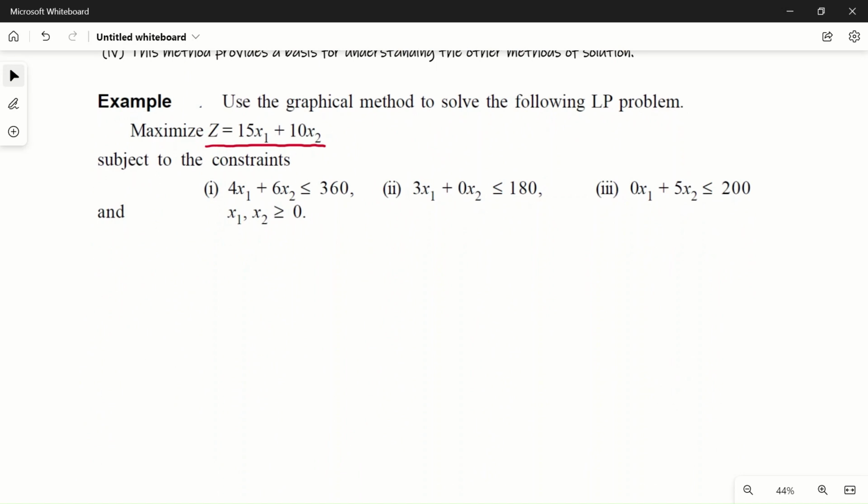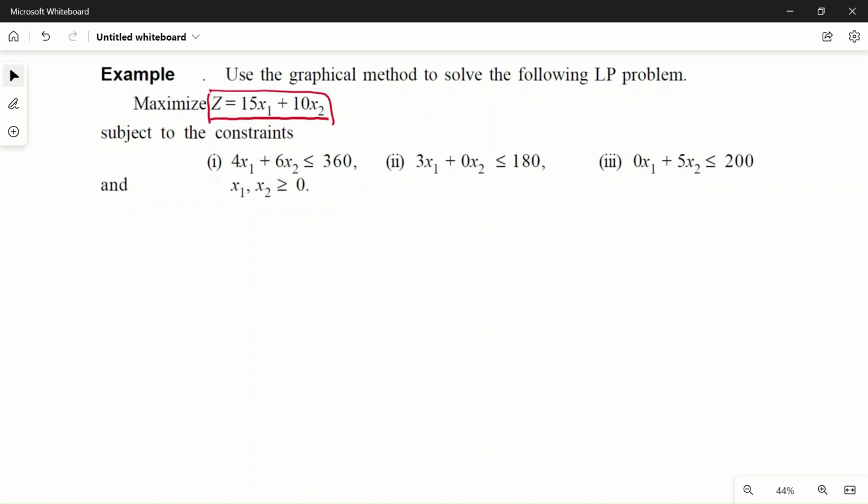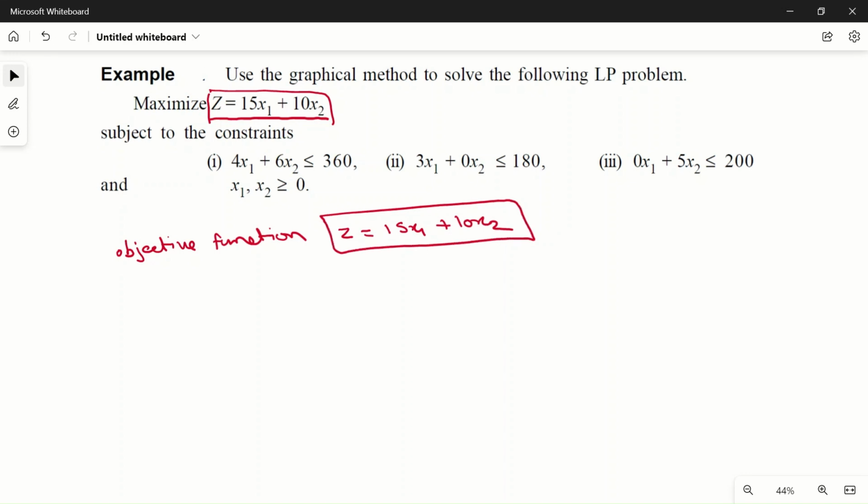Our first problem is, use the graphical method to solve the following linear programming problem. Maximize z equal to 15x1 plus 10x2. This z is called the objective function. So we'll write the objective function z equal to 15x1 plus 10x2. We have to minimize or maximize the objective function. So first of all, we will write the objective function, and these are the limitations. 4x1 plus 6x2 is less than or equal to 650, and x1, x2 should be greater than or equal to 0, as we discussed. So these are constraints, and this is the objective function.